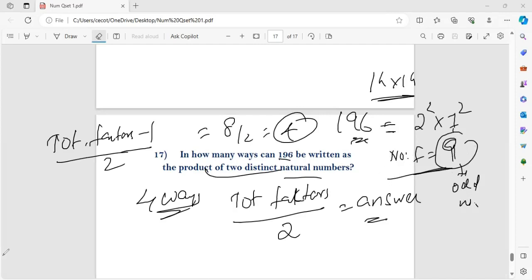Yeah. So, I hope all the 17 questions might be clear to you. Questions and the solution part might be clear to you. So, we have discussed some shortcuts in between. I hope you haven't missed the shortcuts.